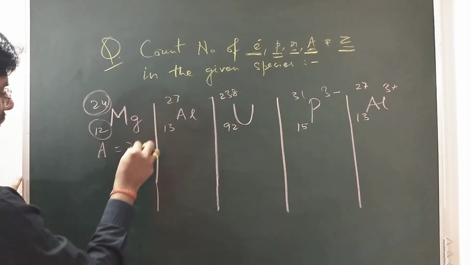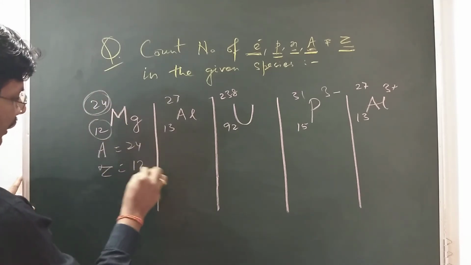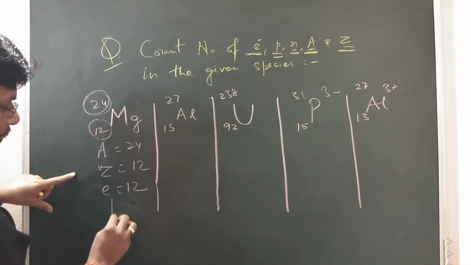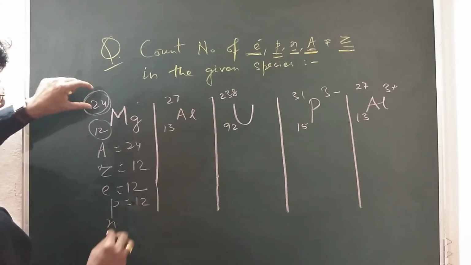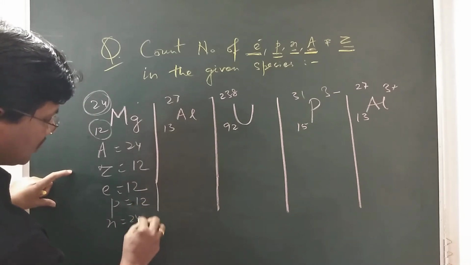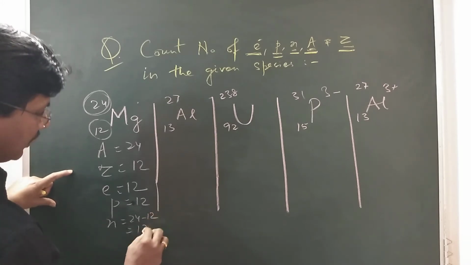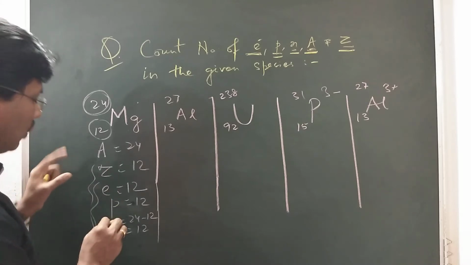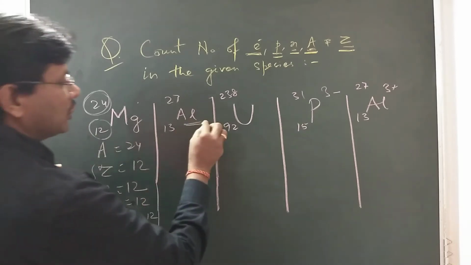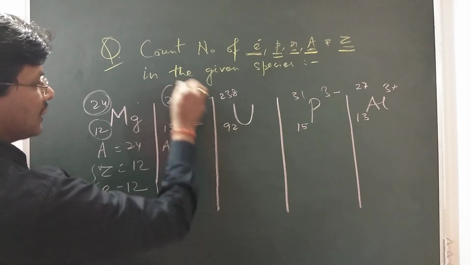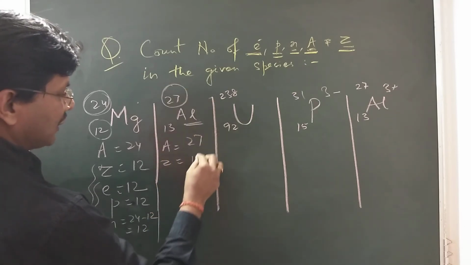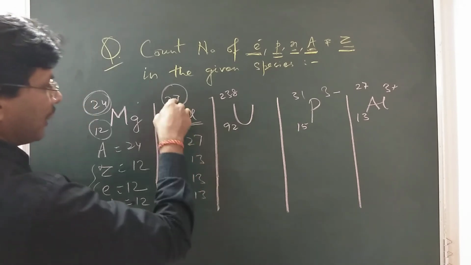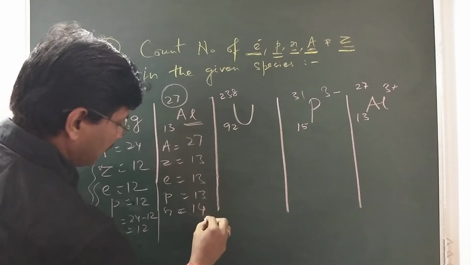So mass number is 24. Atomic number is 12. Because it is neutral, there is no charge, so electrons is also 12. Protons is also 12. And neutron is A minus Z, that means 24 minus 12, that is 12. So the number of neutrons is 12, the number of protons, electrons and Z are all 12 and the mass is 24. Now coming to aluminum. Here mass number is 27. Atomic number is 13. Electrons is also 13. Protons is also 13, but neutron is 27 minus 13, that is 14.